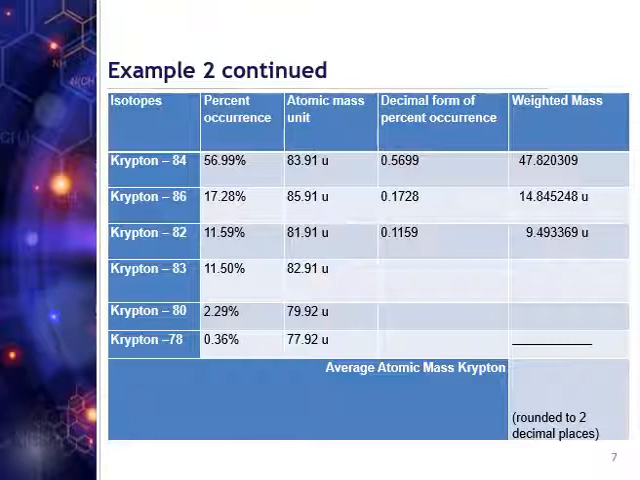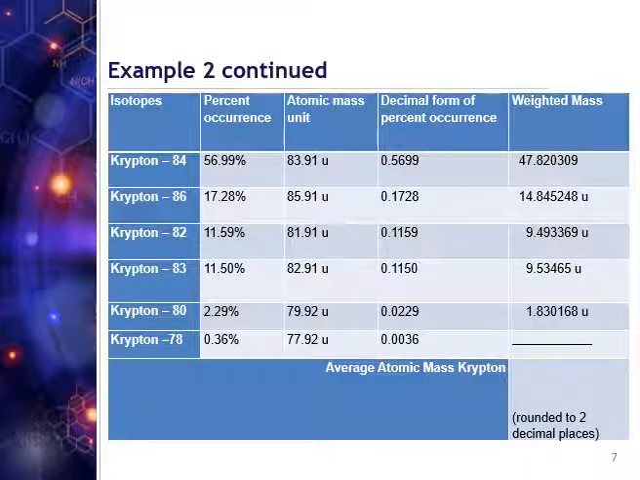11.50% divided by 100 is 0.1150. The mass of krypton 83 is 82.91. Multiply by the occurrence, 0.1150 in decimal form, and you get 9.53465. 2.29% divided by 100 is 0.0229. 79.92 multiplied by 0.0229 gives a weighted mass of 1.830168.